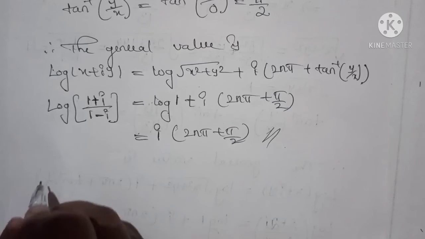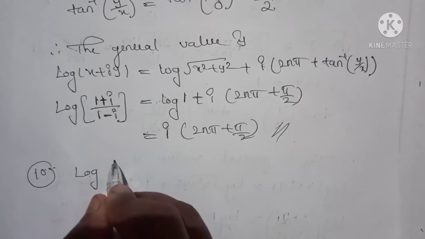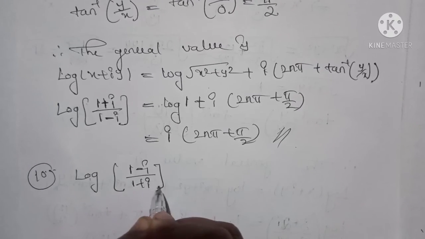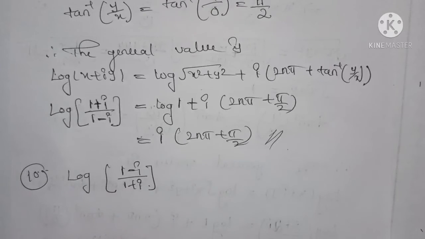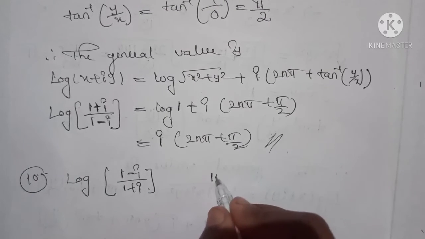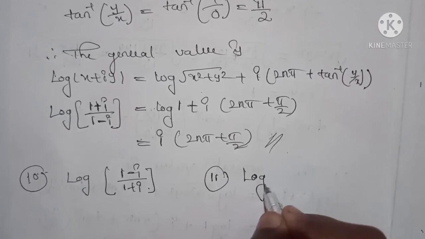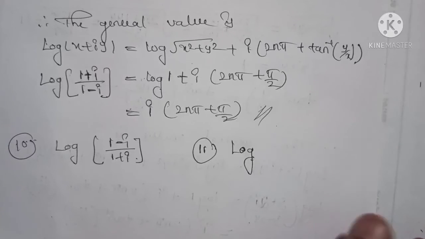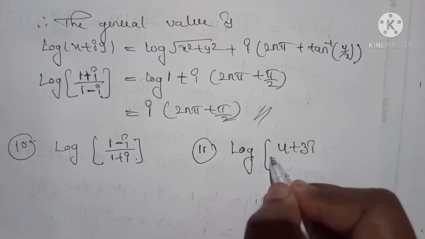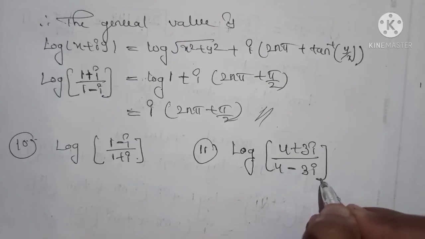Similarly you can get the log of 1 minus I divided by 1 plus I, which is almost similar, but you will get the difference in the sign. So also try this one problem, that is, find the general value, find all the values of log of 4 plus 3I divided by 4 minus 3I. Okay, so try these two.